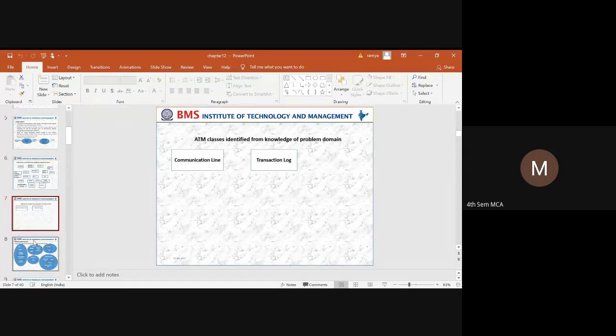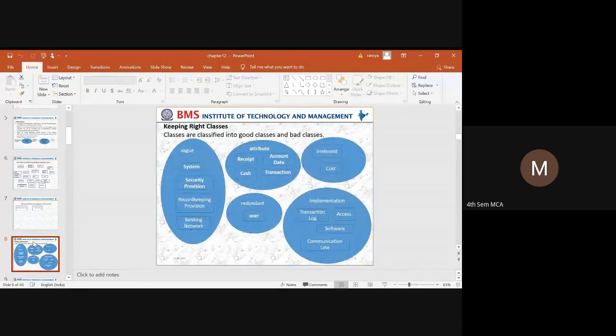Once the classes have been identified, the next thing is we need to keep the right classes. In our previous slide we saw the list of classes. Out of that list, we classify the names of the classes as good classes and bad classes. So how do we identify? The classes can be classified as vague classes, redundant classes, attributes, implementation, and one more is irrelevant classes. So here, when you take the vague classes.